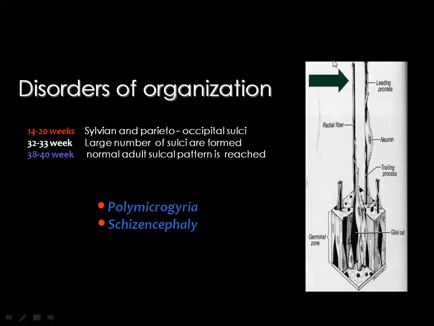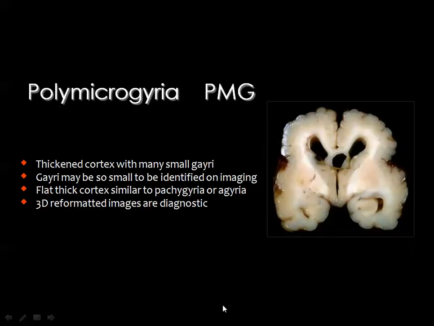The final stage of cortical formation is the stage of organization, where the cells have proliferated and migrated well, reaching the final destination in the cortex. Then the organization of these cells has faced some problems, resulting in two major abnormalities. The first one is polymicrogyria, and the second one is known as schizencephaly.